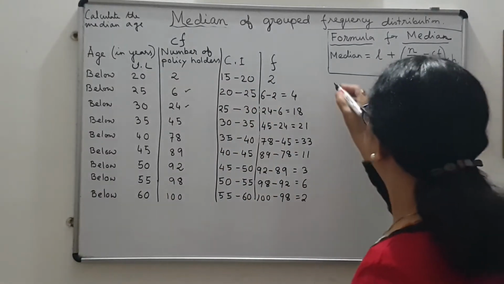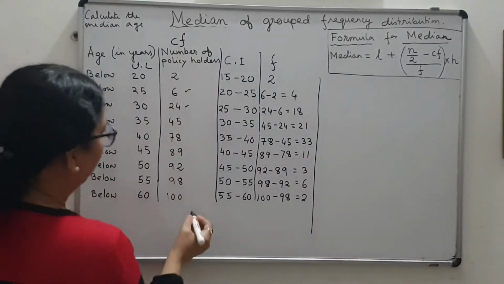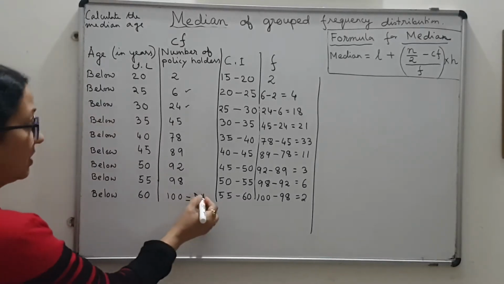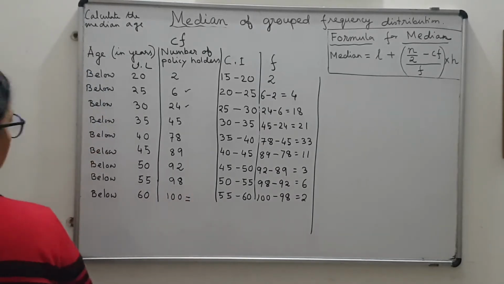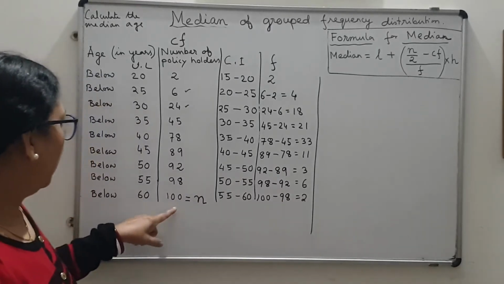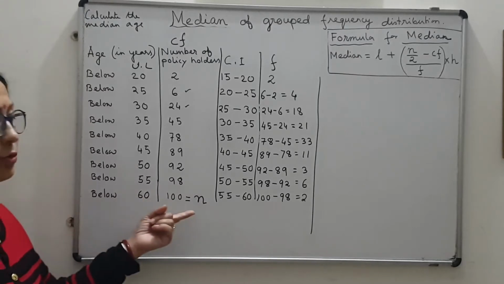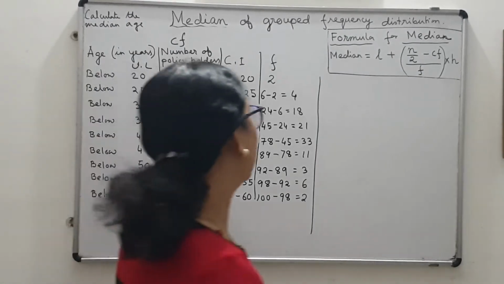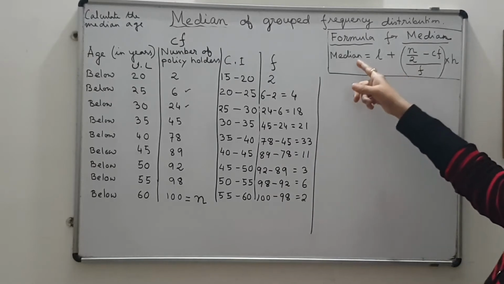Now the next, one thing: in a cumulative frequency distribution, the last cumulative frequency is nothing but the total number of observations, that is n, or here a small n I should write, because it is the total number of frequency. Because the last cumulative frequency of the last class is nothing but the total number of observations, as it is accumulating all the previous observations. So now after that, I am in a position to use the formula.